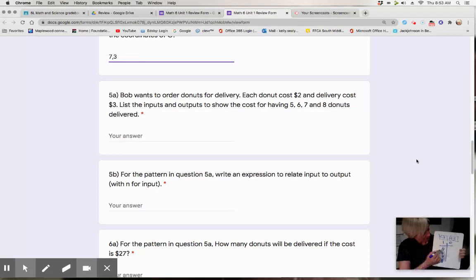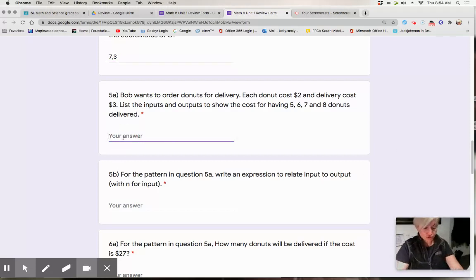To find the outputs here, I go 5 donuts times $2 per donut is 10. Then add the delivery fee of 3 to get 13. Okay, now I am not going up by 13 each time. I've already included this $3 one-time fee in this amount of 13. So now I just need to increase by the cost of a donut, which is $2. This will be 15, this will be 17, this will be 19. I think your question looks different in your form. I think you just have to write the outputs. So you would write 13, 15, 17, and 19 for your answer.